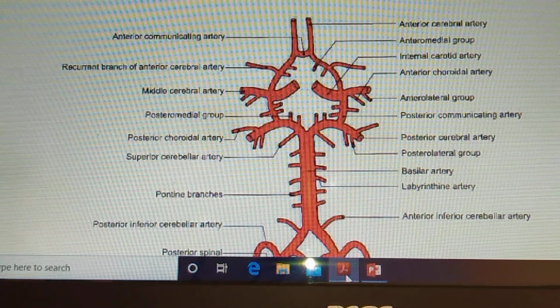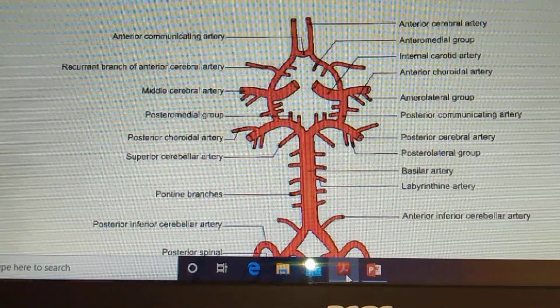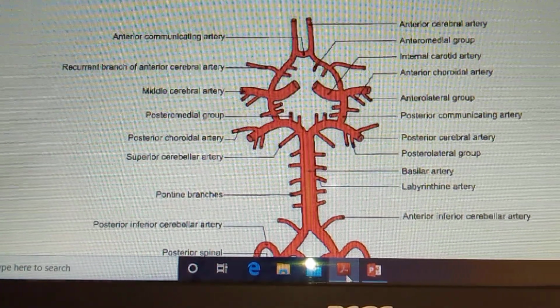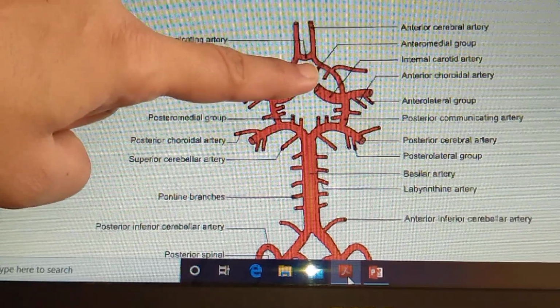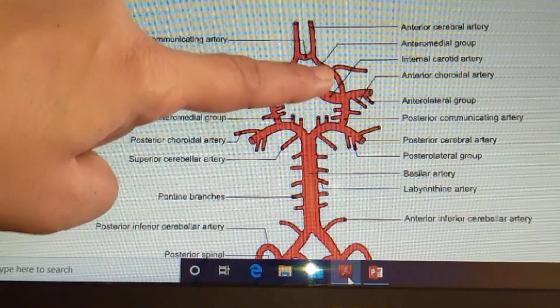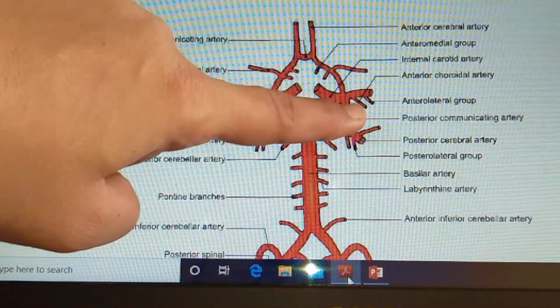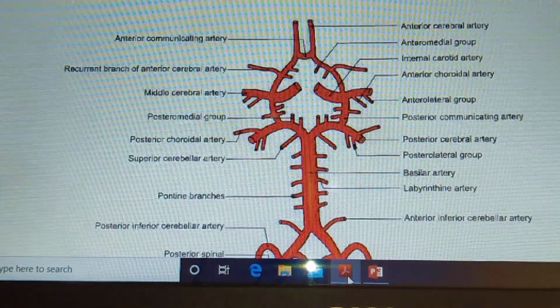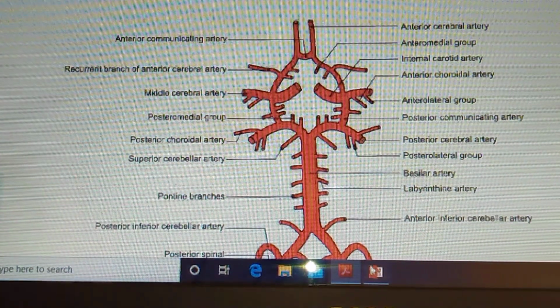Now we will see the groups one by one. Now the first is the anteromedial group. This is the anteromedial, you can see 1 and 2 arteries are shown here. Again in the anterolateral you will find 2, 1 and 2. Now let us see one more diagram for this.